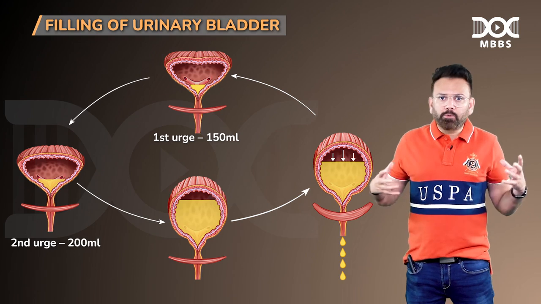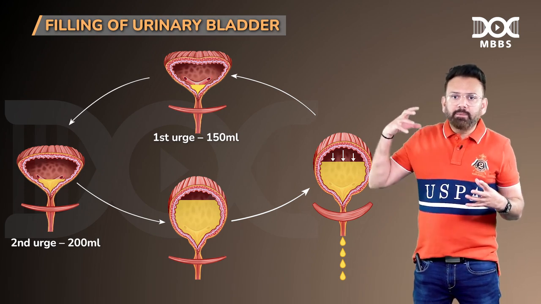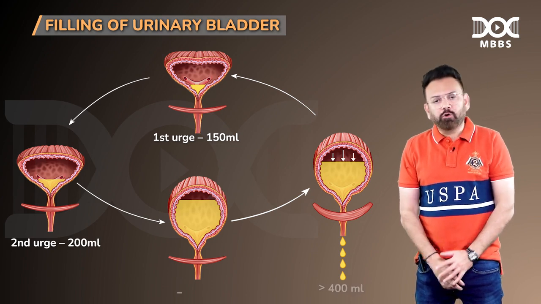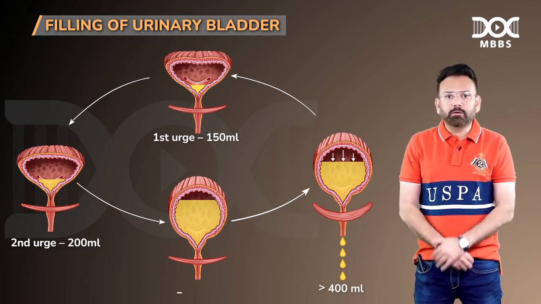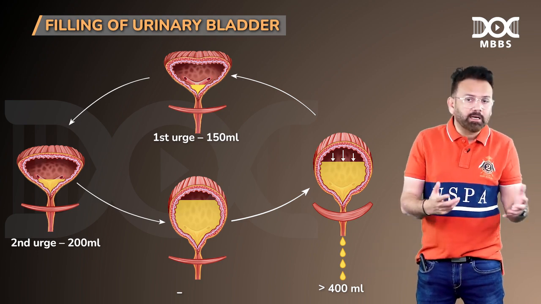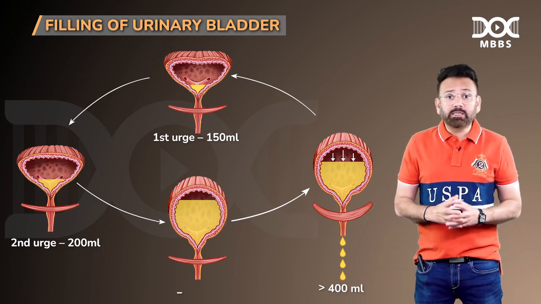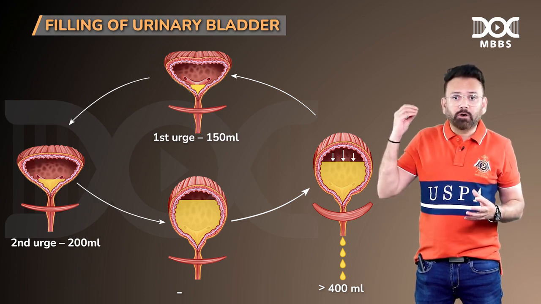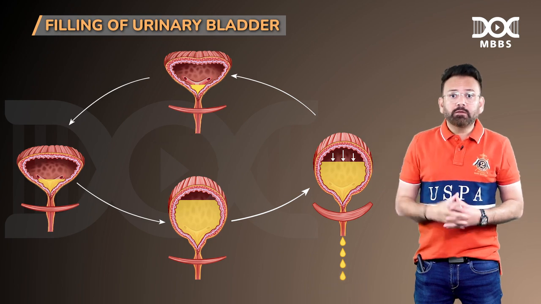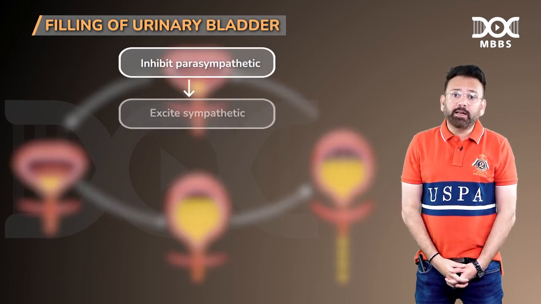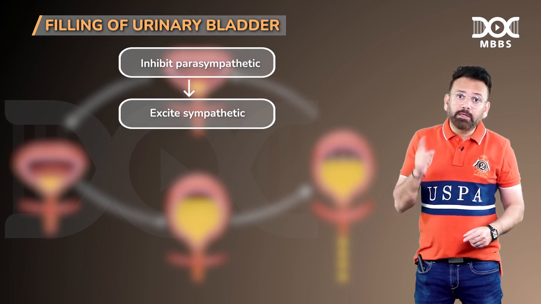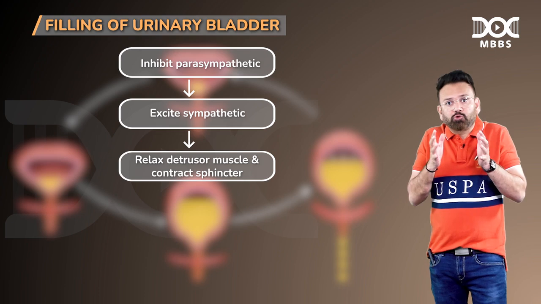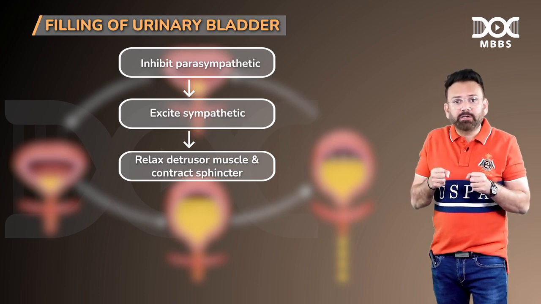And if the place is not appropriate, then it will be inhibited. So you will try to inhibit. Suppose that you have 400 ml of urine in the bladder, but the place is not appropriate. You are attending the class, you are in a seminar, you are in some emergency situation. Then your cerebral cortex will inhibit the parasympathetic and excite the sympathetic. This will relax the detrusor muscle and contract the sphincter.